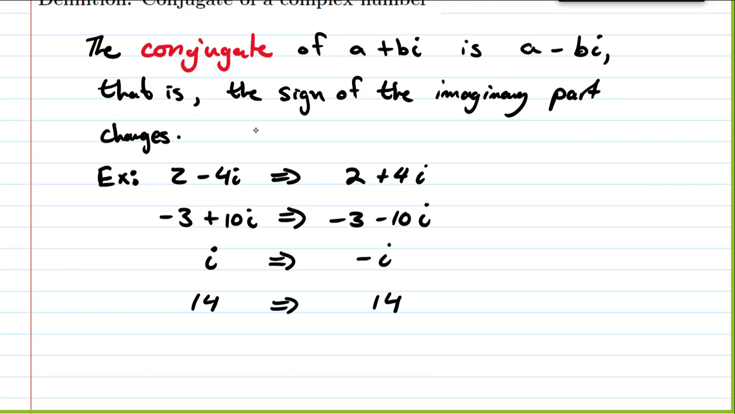So notice, in our definition, it says only the sign of the imaginary part changes. So the real part will be the same always. In the third line, we had just i, the imaginary unit, so we changed its sign. It was positive to negative. And in the last one, we had just the number 14. Well, the conjugate of the number positive 14 is positive 14 because it does not have an imaginary part. So when we change the sign on the imaginary part, nothing happens.